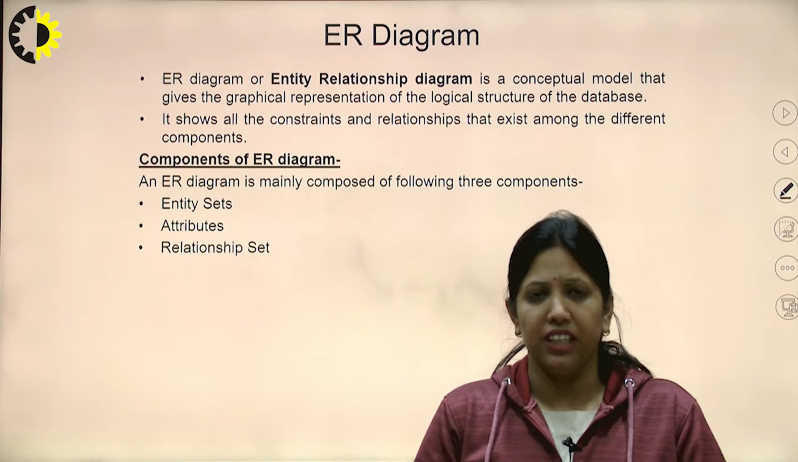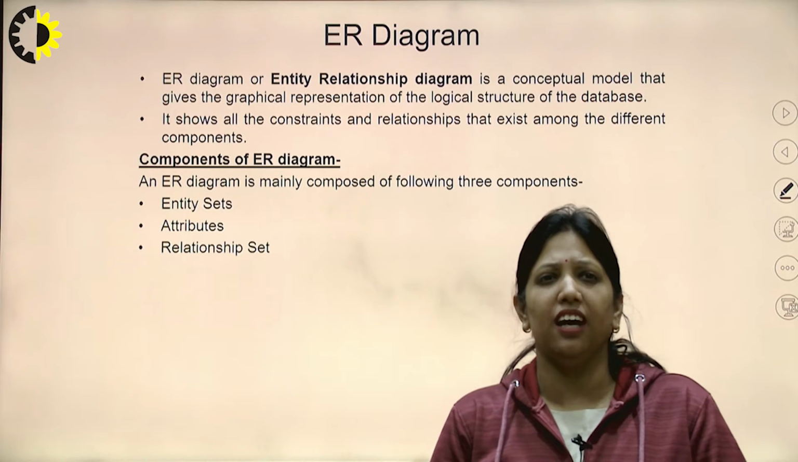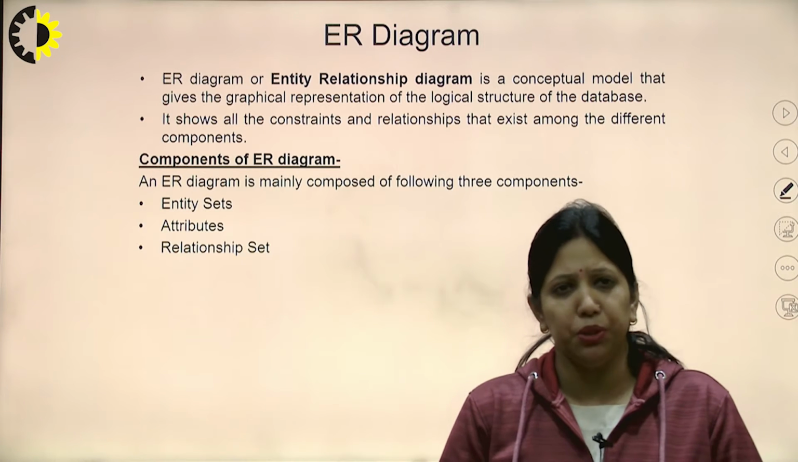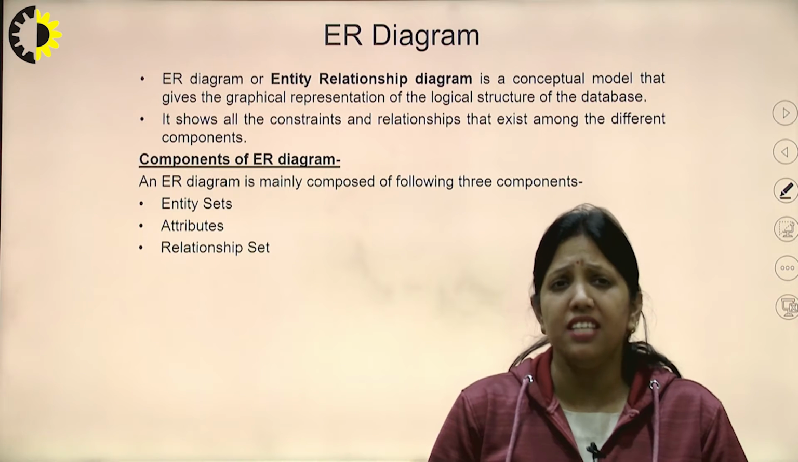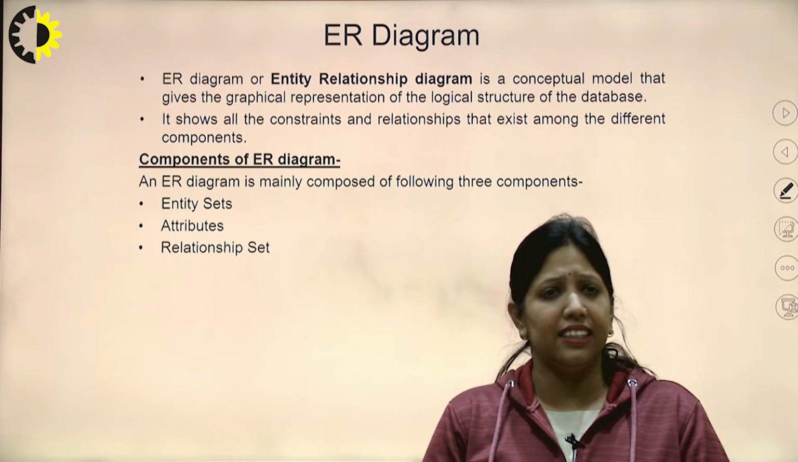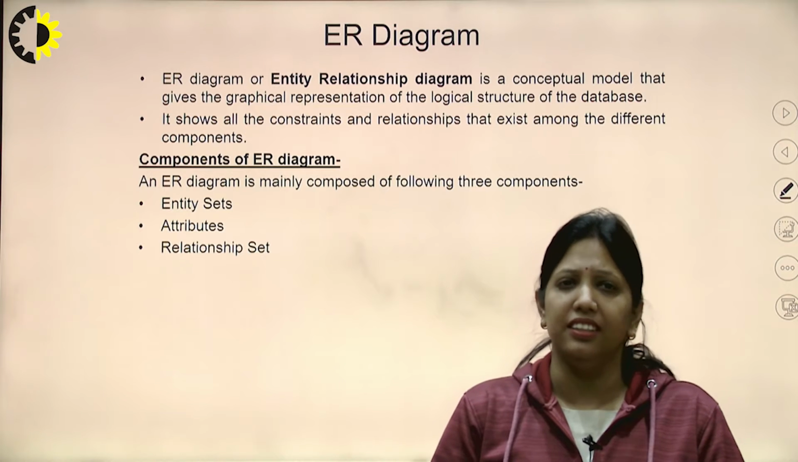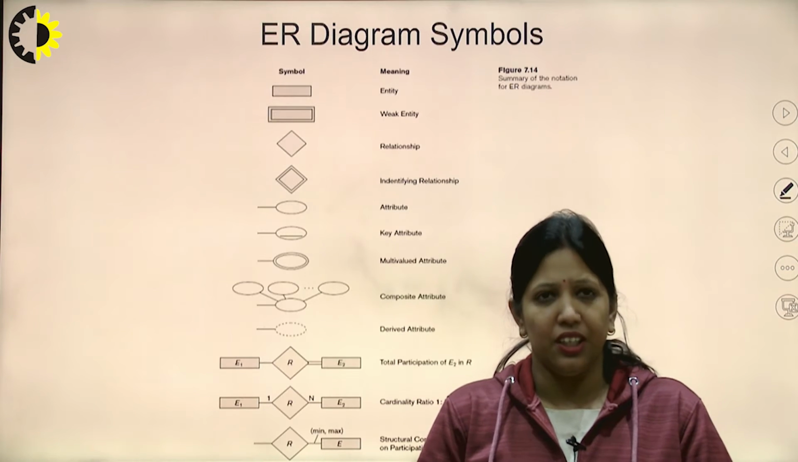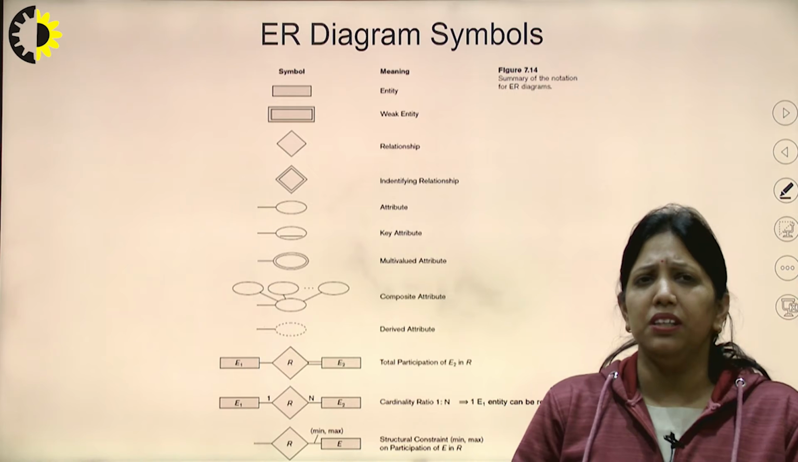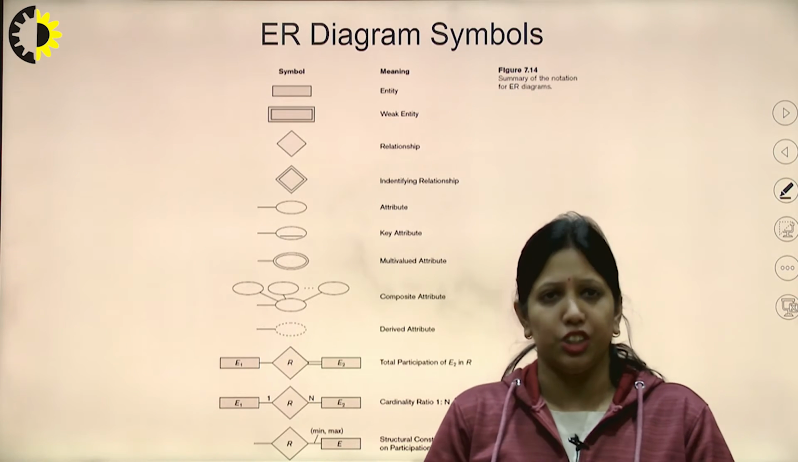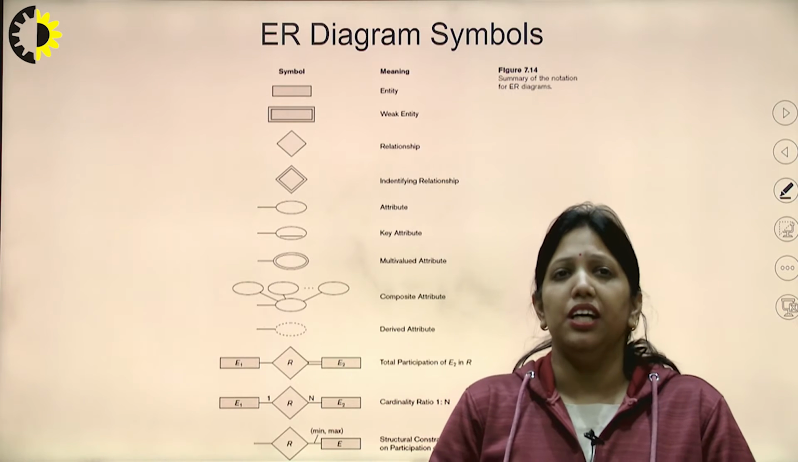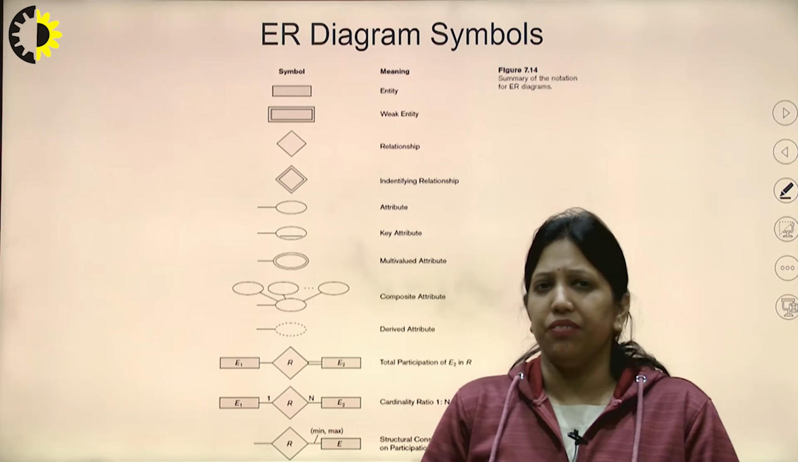What are these components of the ER diagram? These components are entity sets, attributes and relationships. We can draw any diagram with these three components. One is the entity set, second is the attribute and third is the relationship set. So we use certain symbols to represent entity sets, attributes and relationships. We use different symbols for representing different things.